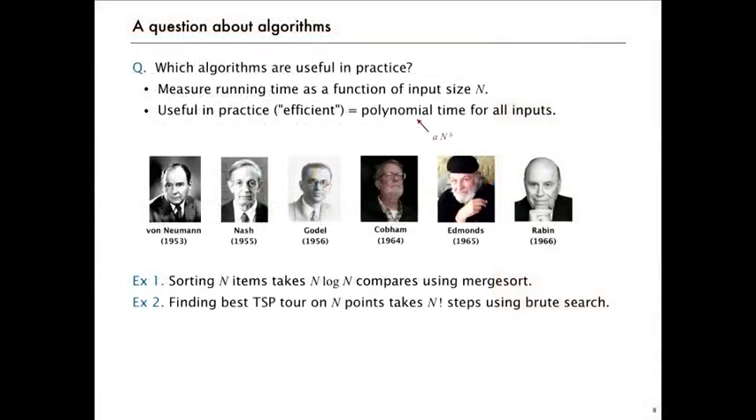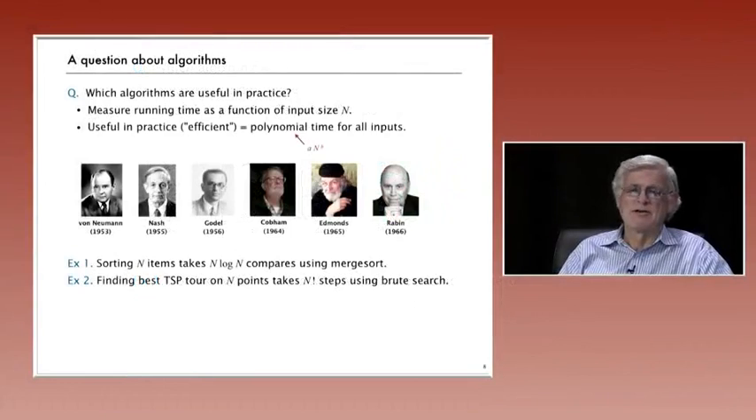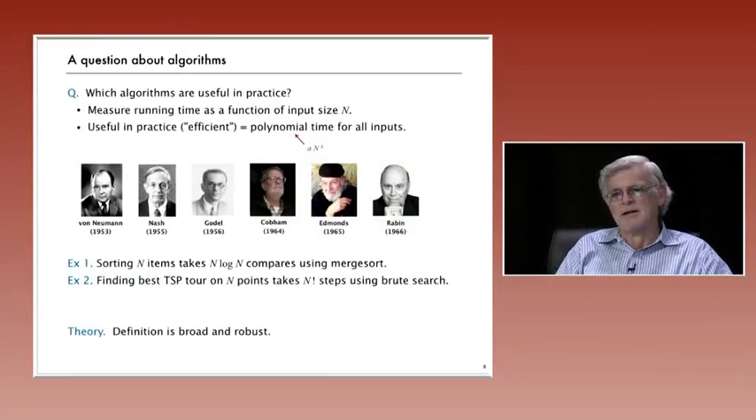But here's another one, which is finding the best traveling salesperson tour on endpoints. If you're going to try all possible tours, that algorithm is not useful in practice because n factorial is not bounded by a polynomial in n. Its running time actually grows like n to the nth.